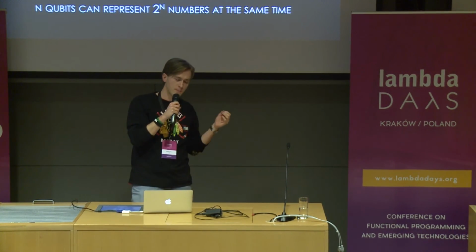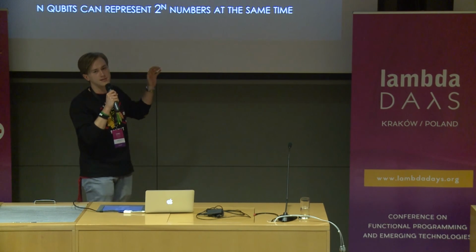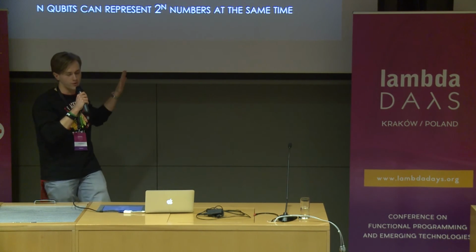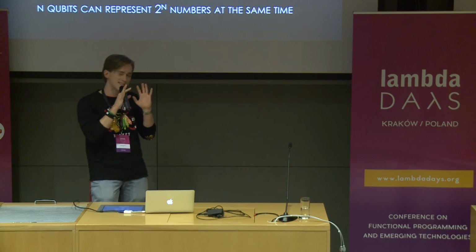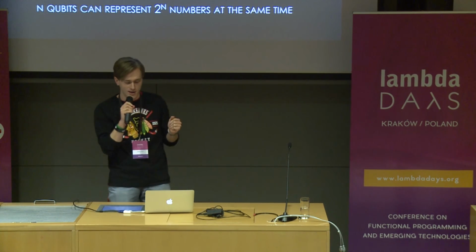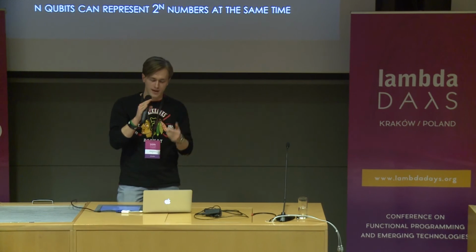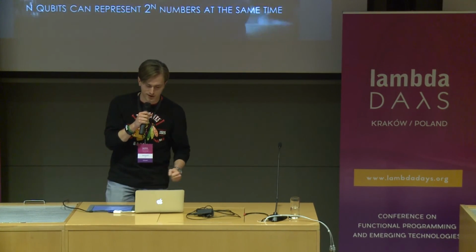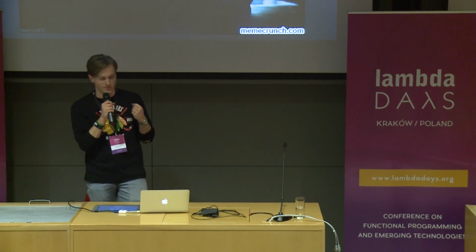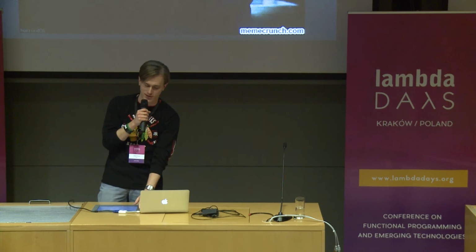But if you have n qubits, and every single one of them is both 0 and 1, it means that in some way, some magical way, we describe 2 to the power of n numbers at the same time. But who'd care about that? Why should it interest you?